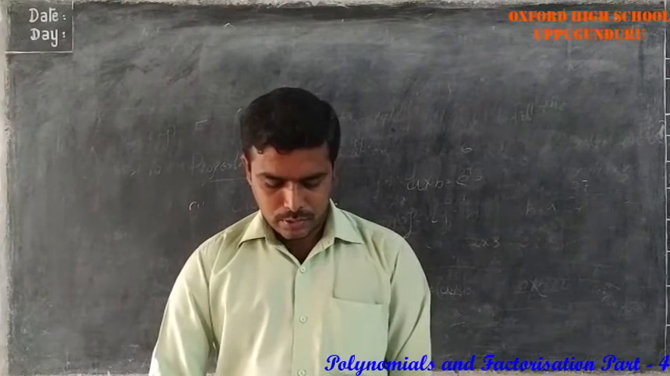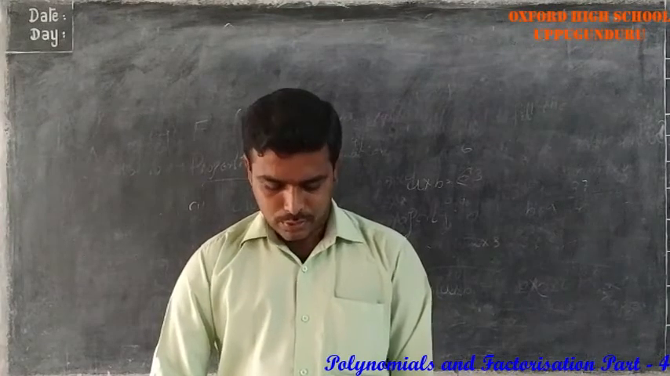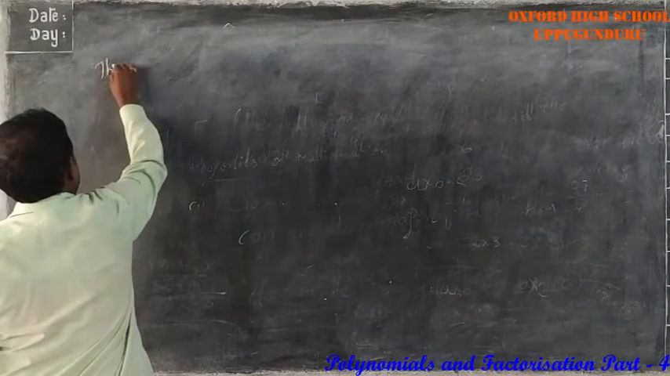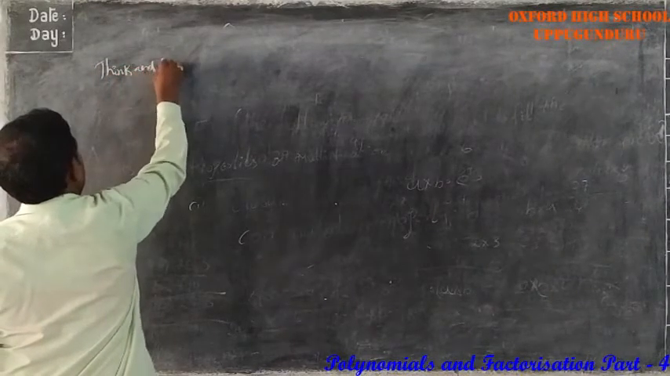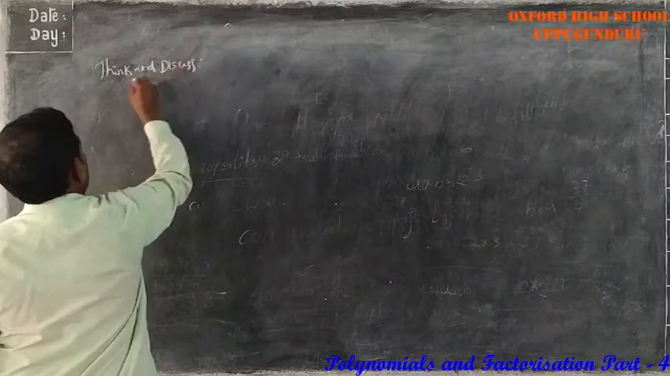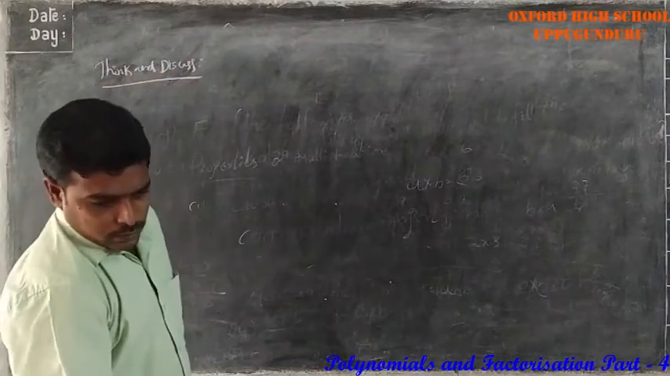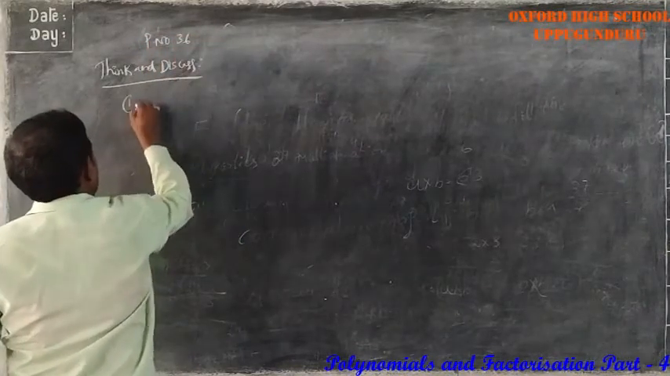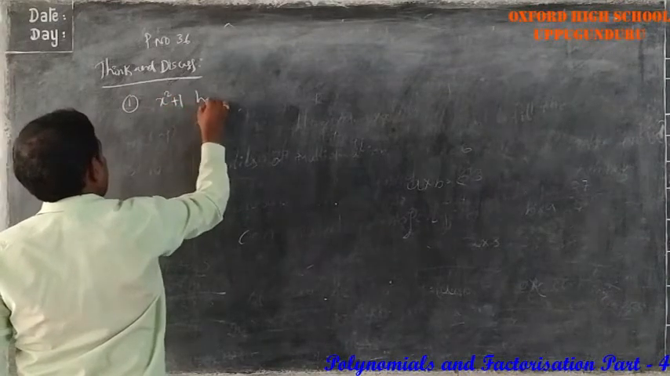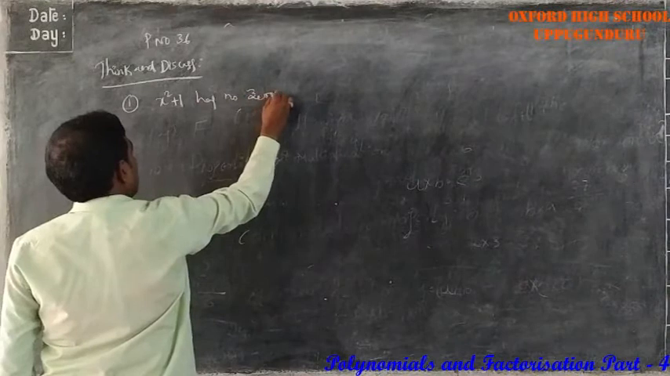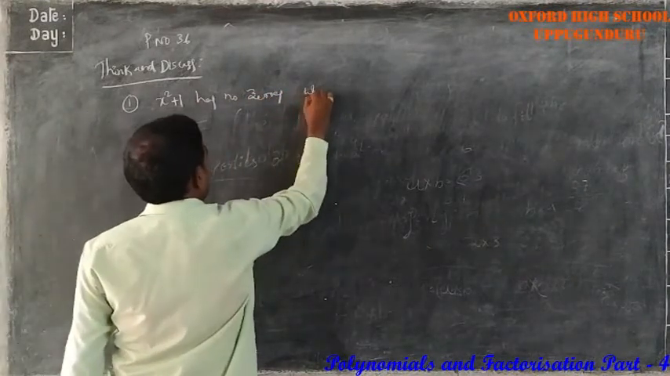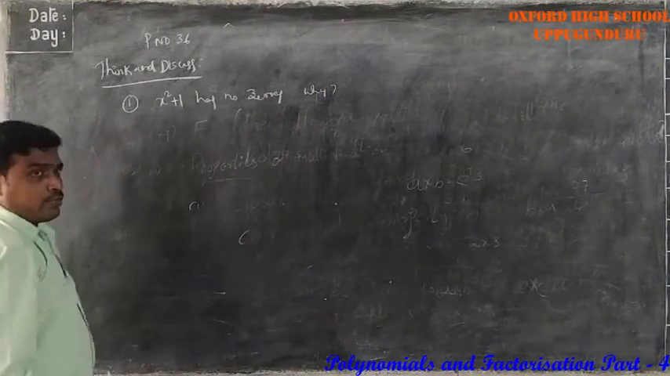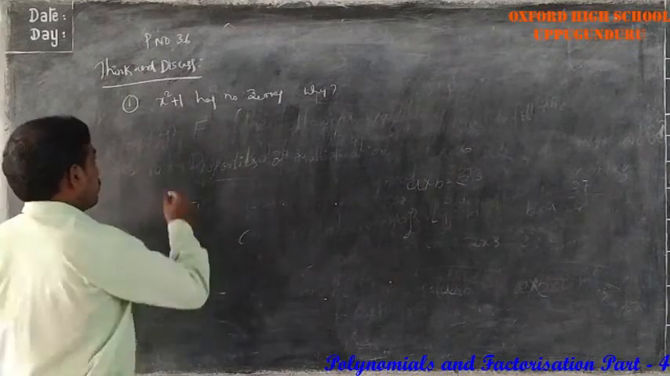In the think and discuss, the first one is: x square plus 1 has no zeros, why? Page number 36. x square plus 1 has no zeros, why? So this is the first problem. To find zeros of this polynomial, in what way will you find?